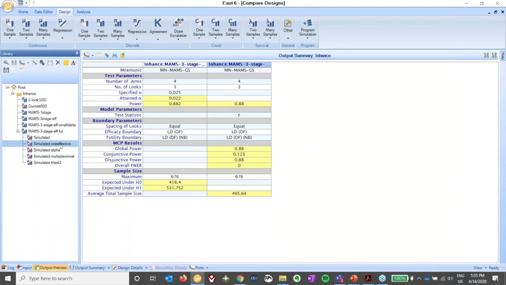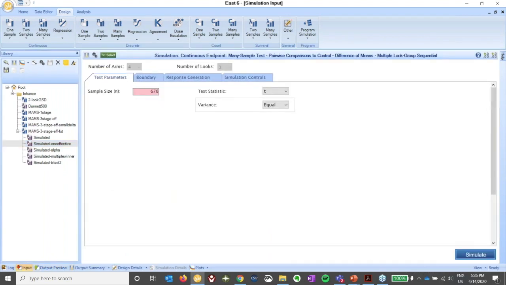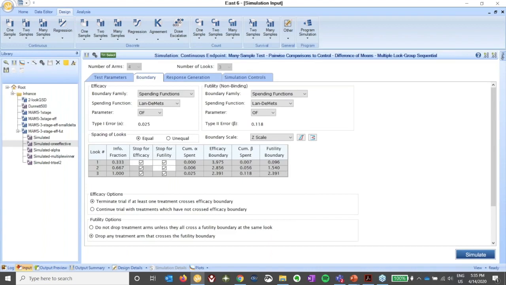So this is how simulation is used. Now, if we go back to the simulation screen, you will see that we have several other options that will allow us to explore a few more interesting things. And that is something that we can see, first of all, in the boundary tab. When we designed the study, we designed it using what is called the simultaneous stopping rule. We would stop for efficacy if we detect at least one effective treatment. Okay, that was the way that we would stop.